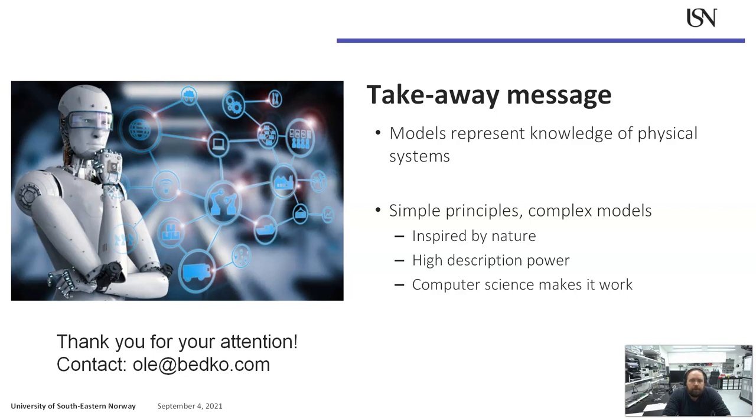Another important takeaway message is that most machine learning techniques are based on simple principles, which are then combined into complex models. That's what sets machine learning apart from many other data-driven modeling techniques. They tend to be inspired by nature, not always, but that's the typical thing with neurons and trees and so on. And this complexity in a model structure gives machine learning model structures high description power. This, together with the abstraction phenomenon which we discussed, is what makes machine learning able to learn complex system behavior, like image recognition, for example. And it takes computer science to make it work.